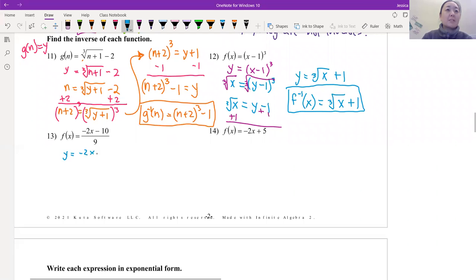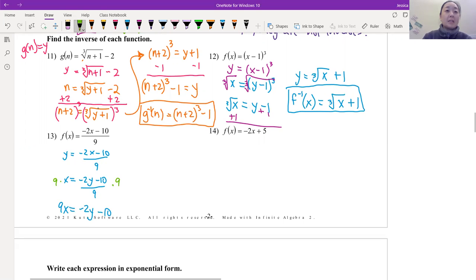So negative 2x minus 10 over 9. We change the y, and then we're going to just Freaky Friday. So this is going to be x is equal to negative 2y minus 10 over 9. All right, now let's just solve. I've got to get rid of that 9. So I'm going to multiply by 9, since it gets rid of the divide. And then we have left 9x is equal to negative 2y minus 10.